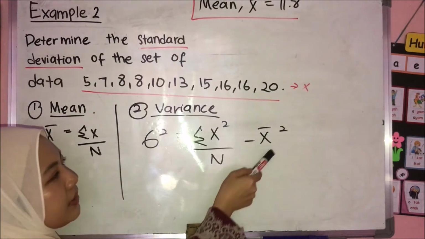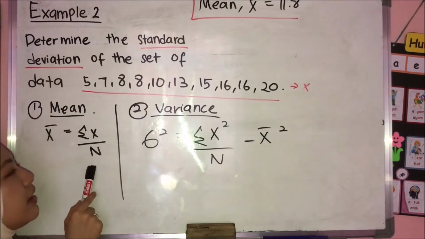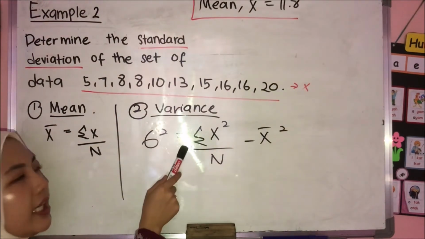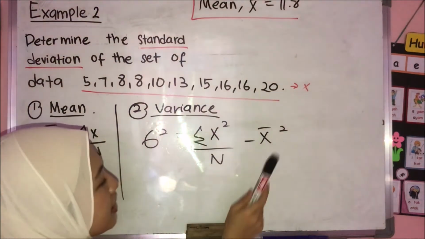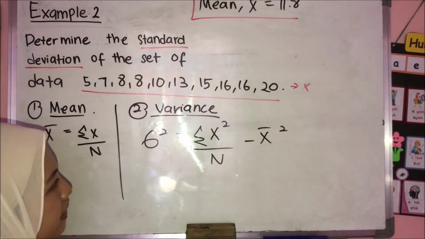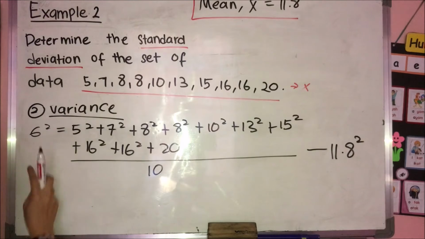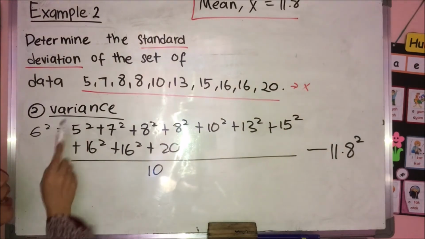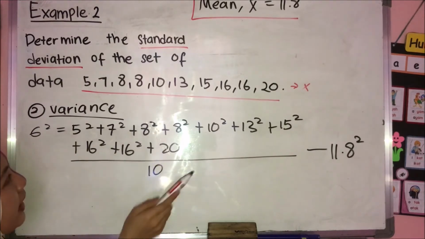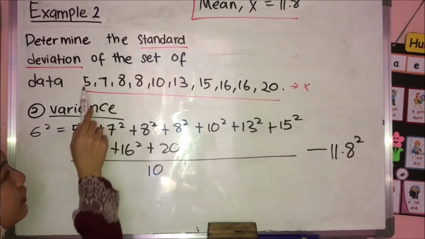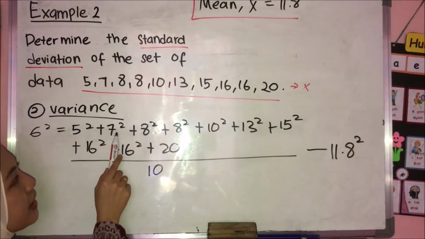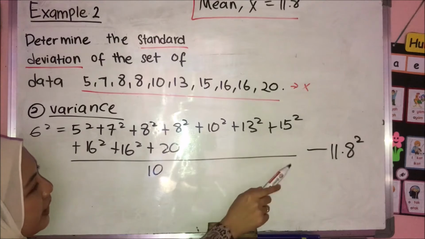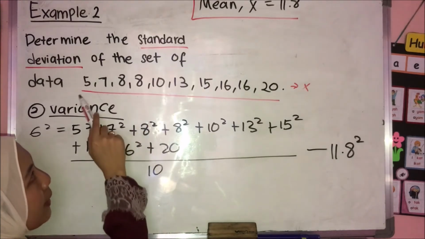Okay, there is mean, so that's why it's easier for us to find mean first in order to get the variance. Okay, so we just put the variance. Variance, sigma squared, is equal to the sum of data squared. This is the data, right? So 5 squared plus 7 squared, 8 squared until 20 squared, divided by n. N is the number of data.